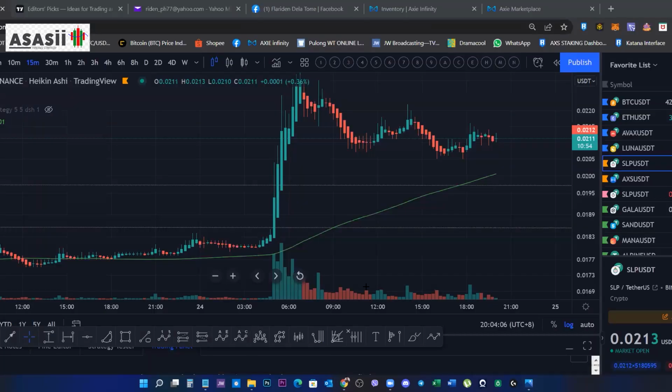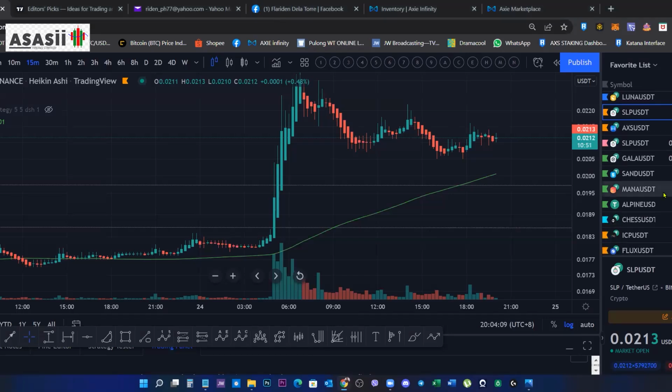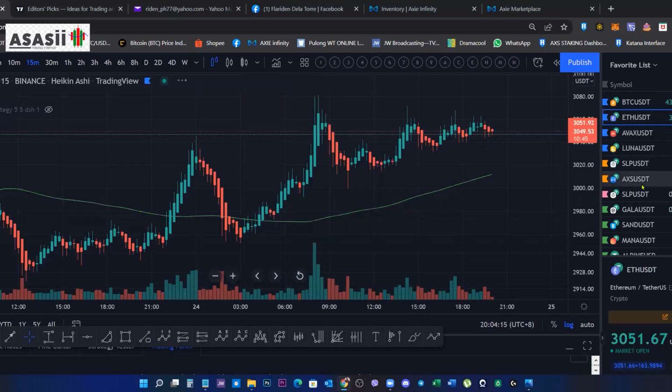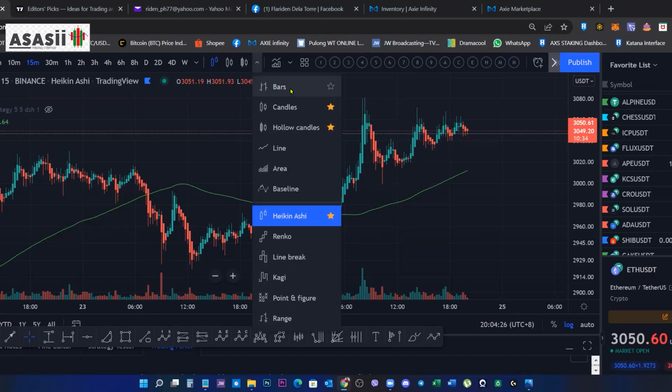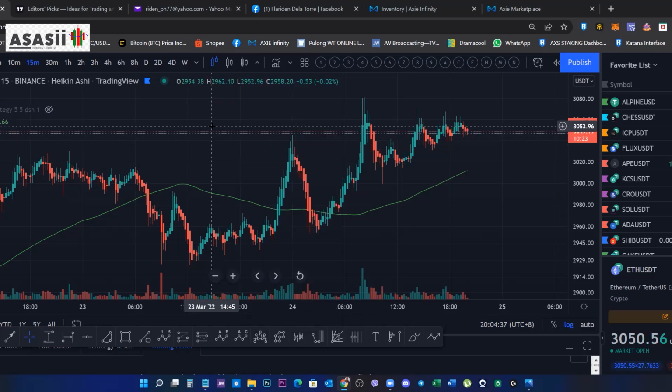Okay, as you can see in our chart, we'll go to Ethereum. Okay, this is our Ethereum. As you can see, on the upper right side of our TradingView, there are normally different types of candles that you can use. We have the normal candles, the hollow candles, and we have the Heiken Ashi. I put it as one of my favorites, the Heiken Ashi, in the lower part, most left part of my screen on the choices of the candles.